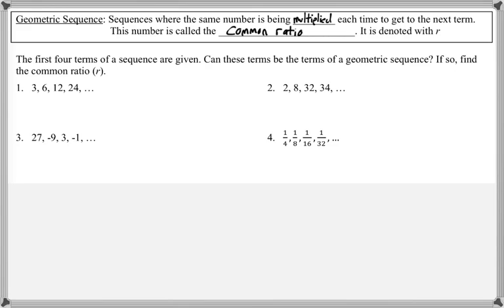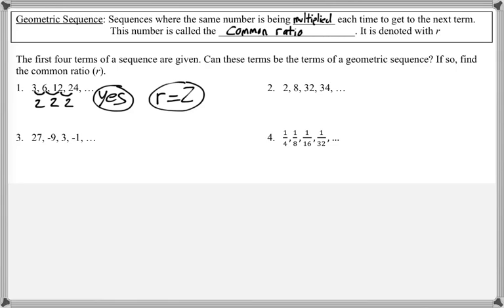So for number 1, to get from 3 to 6, we multiply by 2. To get from 6 to 12, we multiply by 2. And to get from 12 to 24, we multiply by 2. So yes, this is a geometric sequence. And my common ratio is 2, because that's what I'm multiplying by each time.